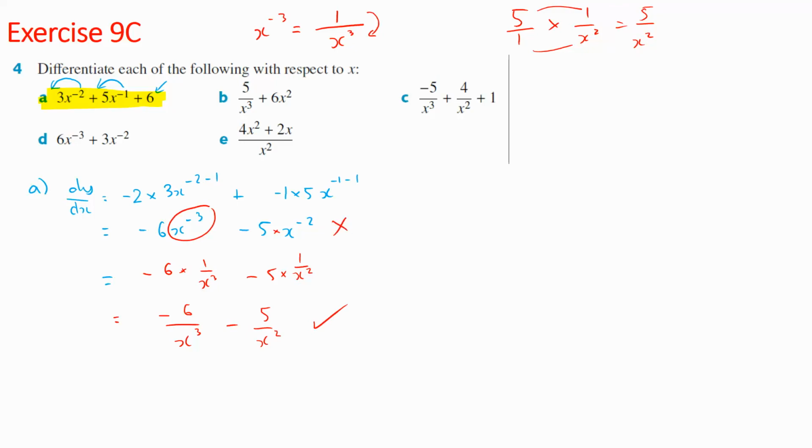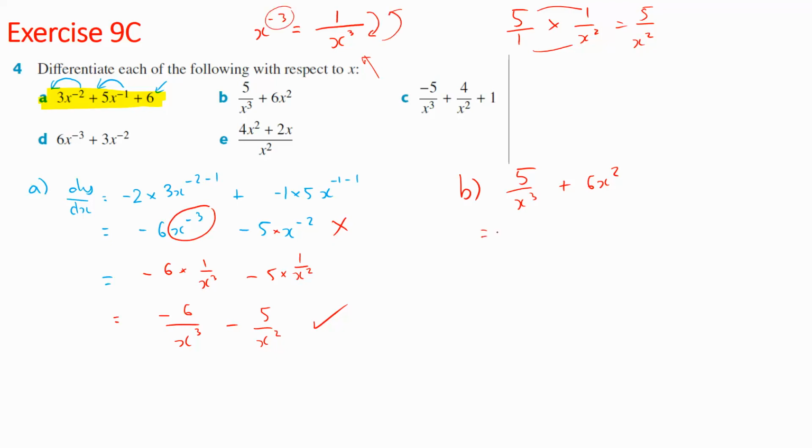Okay. All right. Let's pick another one that looks tricky. Let's do B. I have a feeling that a lot of people are gonna mess up with B if they weren't good with the indices. So 5 on x cubed plus 6x squared. Well, 6x squared derivative, that's pretty easy. It's this x cubed, but I just told you, if it's on the bottom, you can bring it up. But if you bring it up, then you're going to get a negative power.